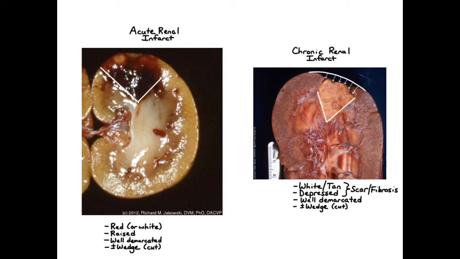So that's it. I've gone over the definition of a thrombus, the factors that go into how severely a thrombus can affect a tissue, how to identify a thrombus at necropsy, and also how to identify a renal infarct, or an infarct in general, at necropsy.